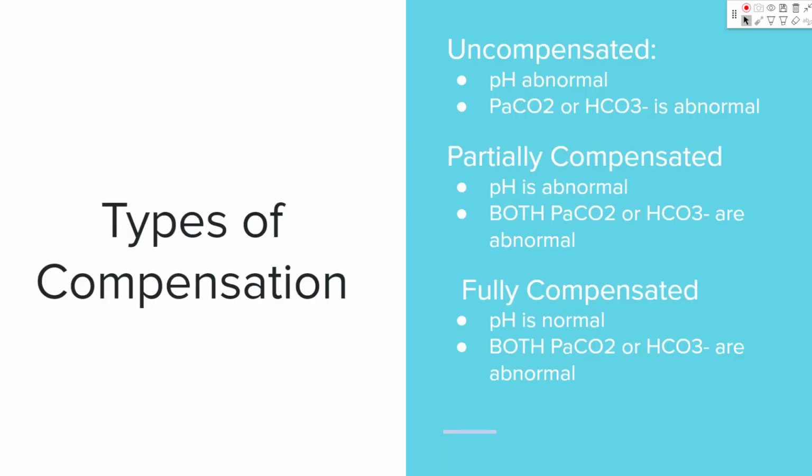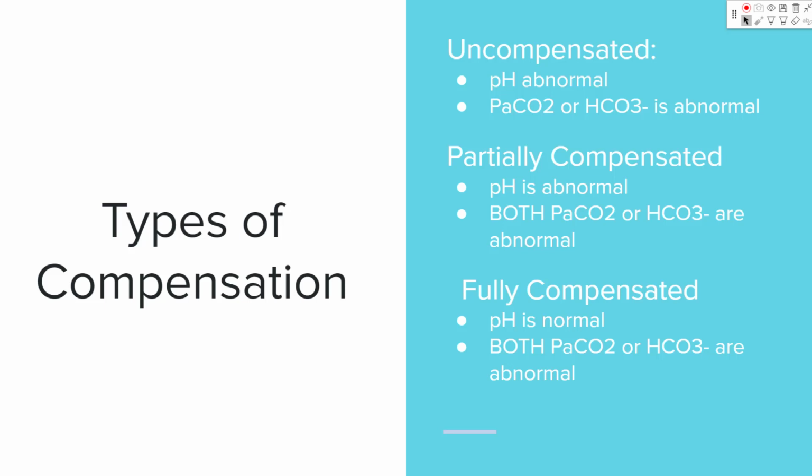So we've got uncompensated, and this means that the pH is going to be abnormal and that either the respiratory system or the metabolic system is also abnormal. And then the one that would normally compensate is normal, within normal ranges. So it's not doing anything.